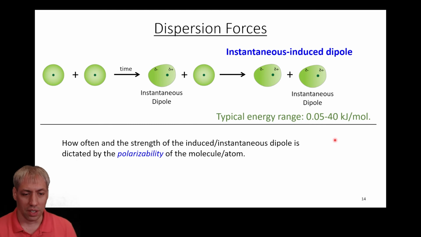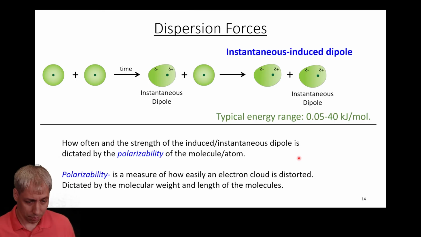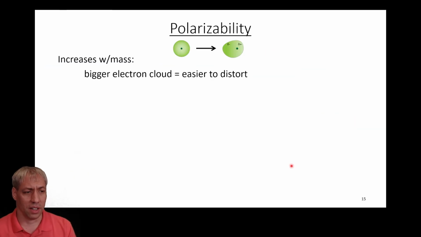And so the phrase we're looking for to describe that is polarizability. It's basically how easy it is for a molecule or atom to shift this cloud. If it's really easy, it's going to be highly polarizable, and it's going to have strong instantaneous induced dipole interactions. If it's not so easy to shift that cloud, it's only going to have weak instantaneous induced dipole interactions, and it's dictated by the polarizability of the molecule or atom. You can read the formal definitions, but it's basically how easy it is to move that electron cloud.